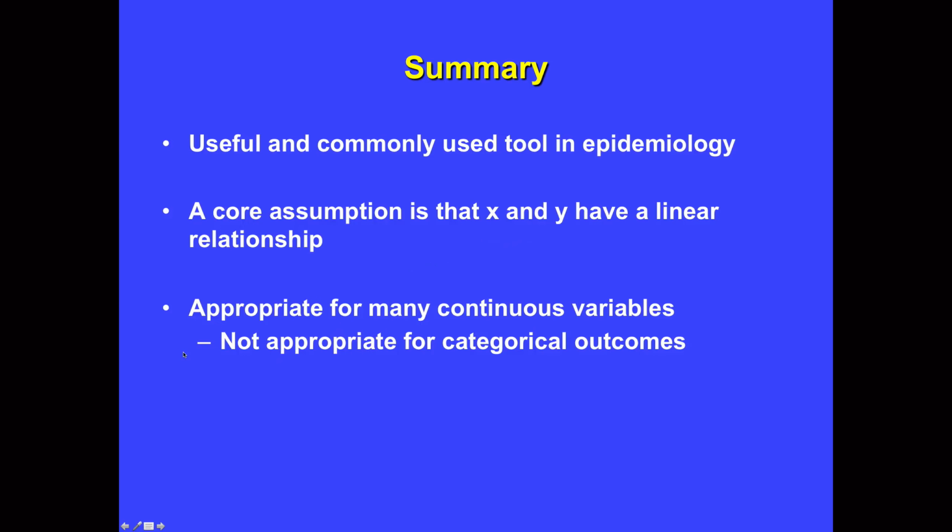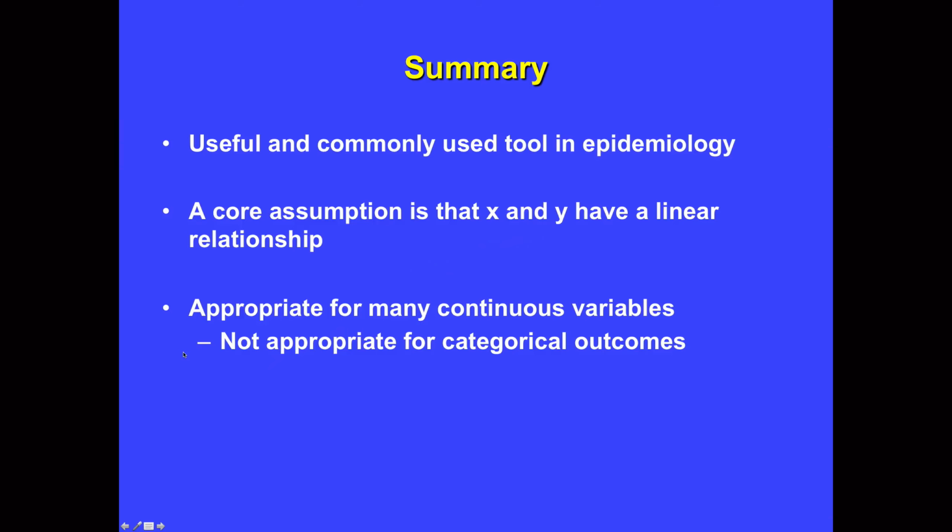In summary, linear regression is a very useful and commonly used tool in epidemiology. A core assumption is that X and Y have some sort of linear relationship. If you think back to the graphs we saw, if they don't have some component of a linear relationship, the line simply is not going to tell the full story, and there are other models that would be appropriate. But nevertheless, if there's at least some component of the relationship that is linear, you can gain a lot of information about how dependent variables vary in relationship to some explanatory variable.